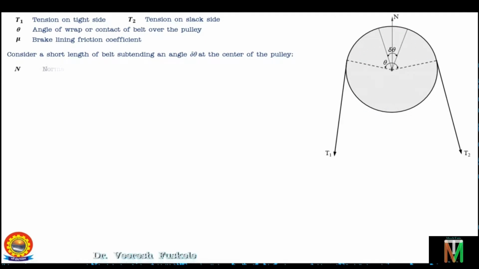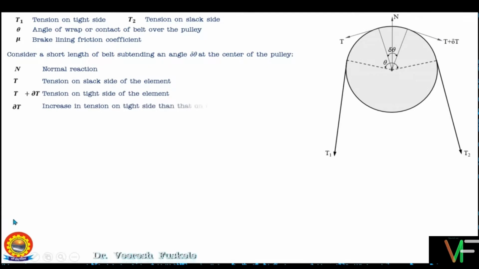Here there will be a normal reaction on the belt by the drum. N is the normal reaction on this element. T is the tension on this side. This will be the slack side as the drum will be rotating in the clockwise direction, and T plus delta T is the tension on the tight side. Delta T is the increase in tension on the tight side over that of the slack side.